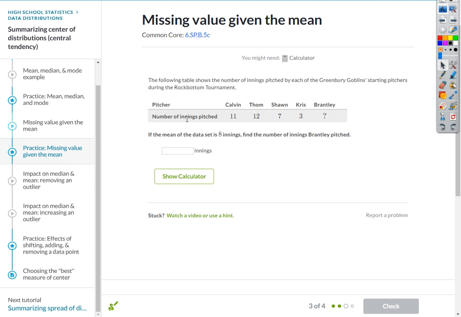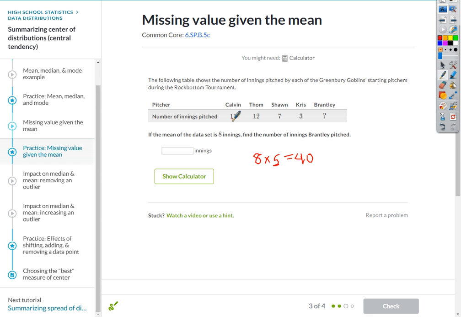So here we have the number of innings pitched by each of the starting pitchers. So we have 11, 12, 7, and 3. I have an average of 8 and, sorry, we also have an unknown. So there are 1, 2, 3, 4, 5 pitchers. We're looking for Brantley. So the total number of innings pitched would have been the average of 8 times 5 pitchers. So there's a total of 40 innings pitched.